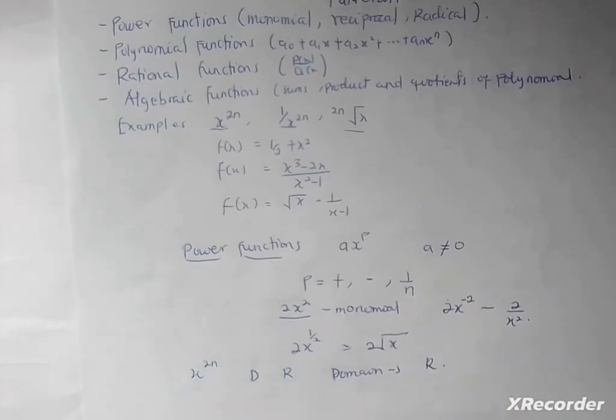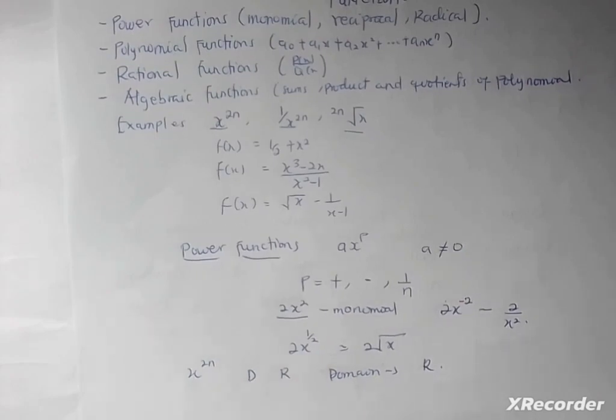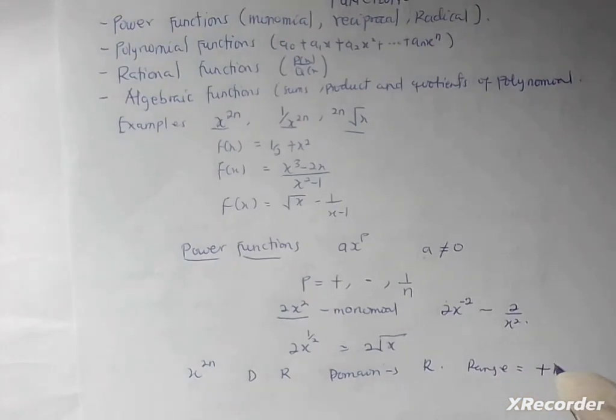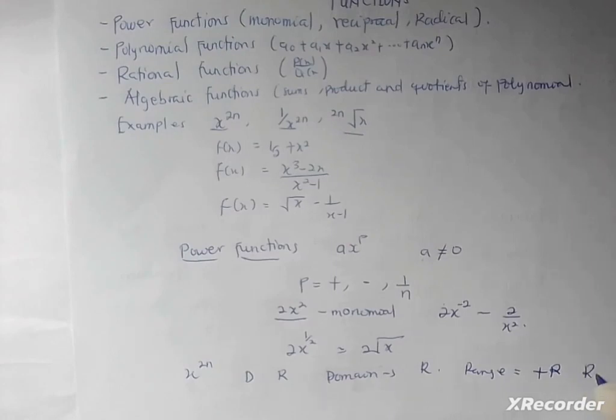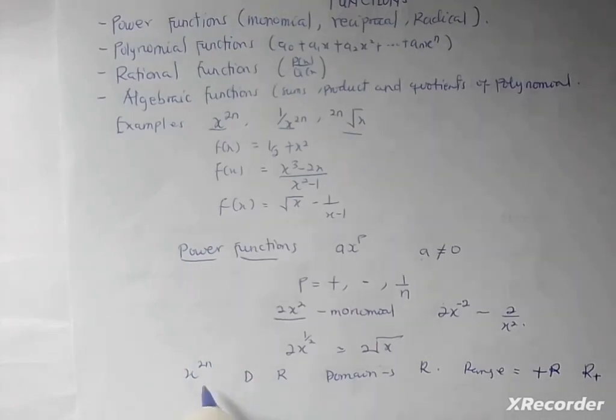What about the range? The range is going to be non-negative numbers only, irrespective of the number you put here, because it's 2 times n. We are going to be getting positive numbers. So our range is simply equal to all positive real numbers, and the correct notation is R subscript plus. Take note, x to the power 2n will never give us a negative number.